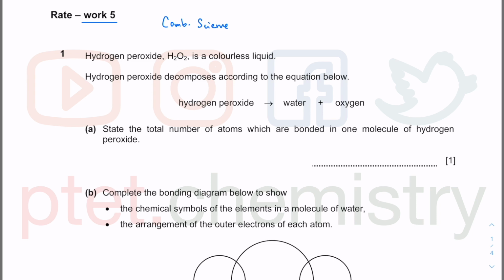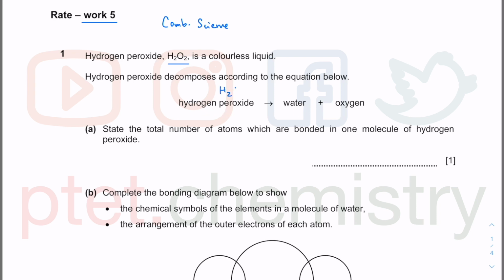In this question, we have hydrogen peroxide, given the formula of H2O2. The 2 at the bottom here refers to the hydrogen. The 2 on this bottom right refers to the oxygen. So there are 2 hydrogen atoms and 2 oxygen atoms. And hydrogen peroxide decomposes to give you water and oxygen.